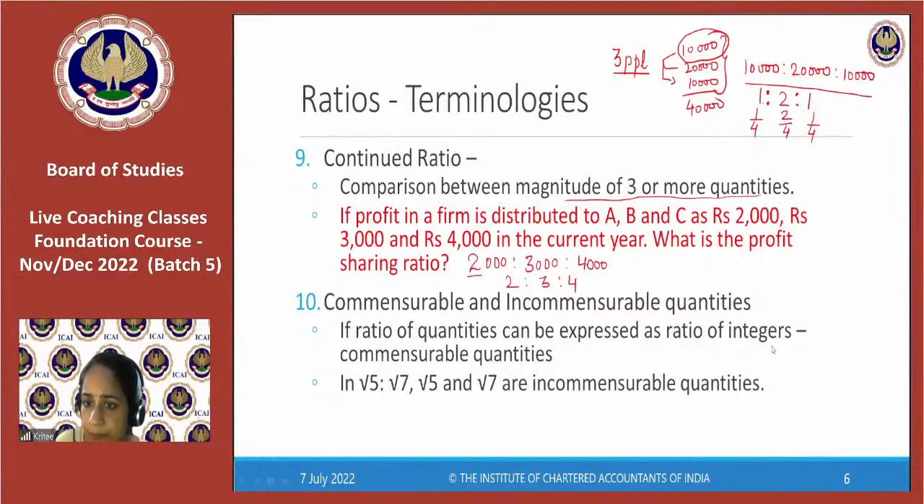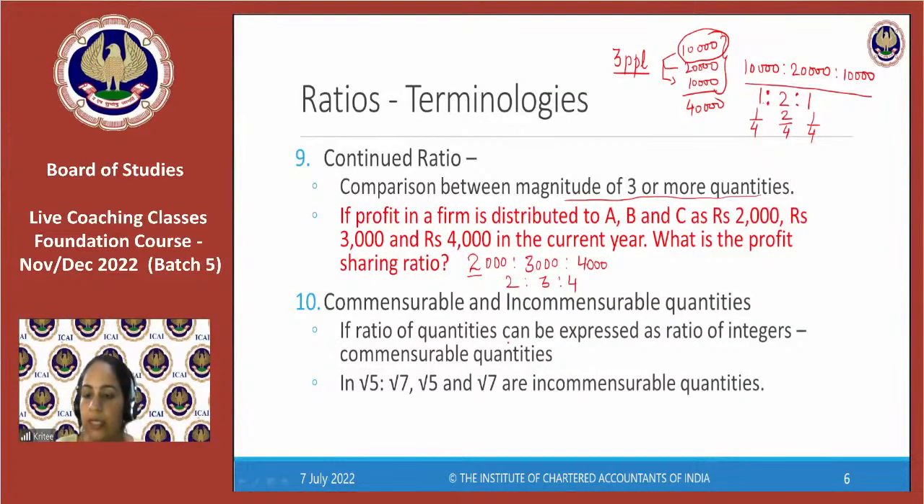Now something important. We have something called commensurable quantities and incommensurable quantities. When you can express a quantity or the ratios in the form of ratio of integers, okay. So commensurable and incommensurable quantities: when you are comparing the ratio of certain quantities, and eventually they can be expressed in the ratio of integers, that is, one integer is to other integer, then they are known as commensurable quantities.